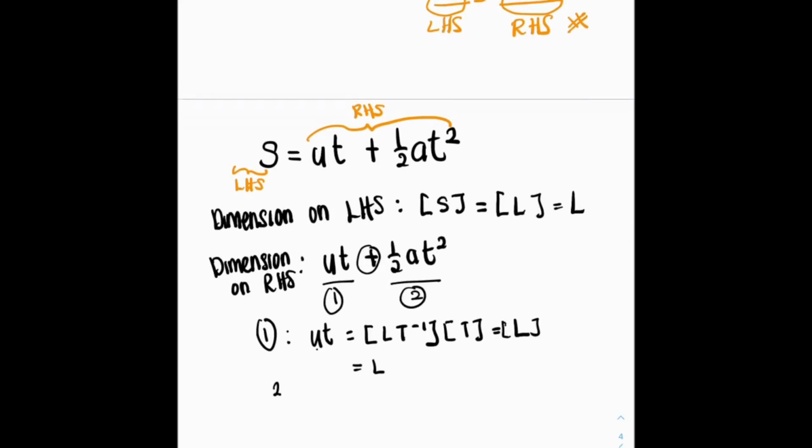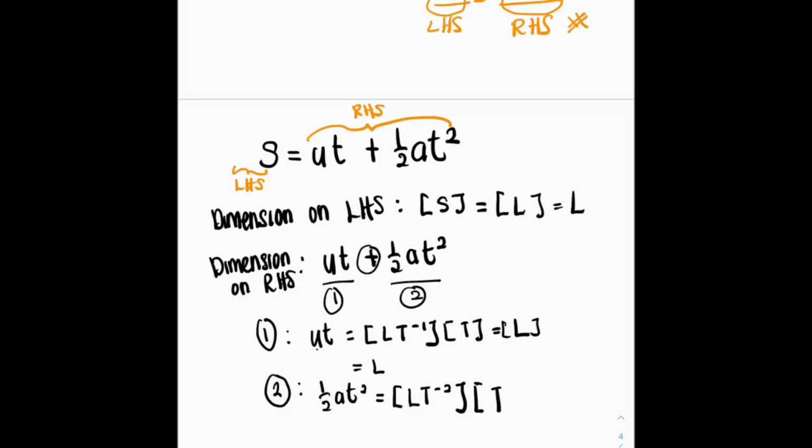Alright. And then kita ambil bahagian kedua pula. Bahagian kedua of the equation, you have half AT square. So, half ni, any numerical term yang kita ada dalam kita punya equation, kita akan ignore dia sebab dia has no dimension. Numerical term kita akan ignore. So, 1/2 dekat sini kita boleh abaikan. And then kita akan ambil dimension of acceleration here. Acceleration adalah LT negative 2. And then time pula dekat sini adalah T.